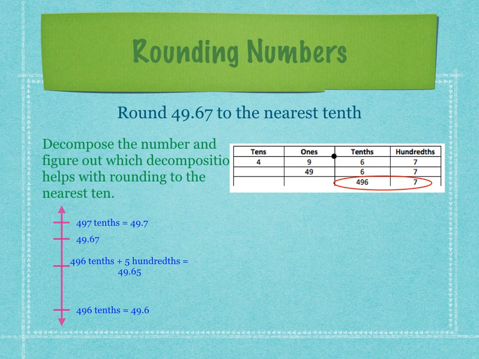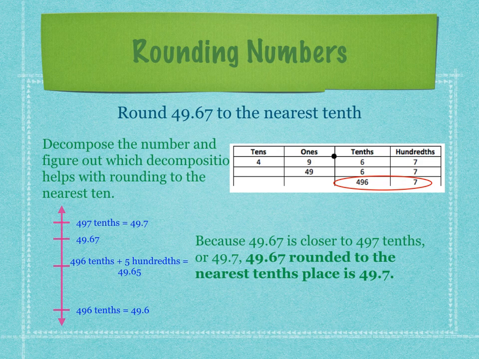And if we placed our 49.67 where it goes, we would notice that it is above or greater than 49.65. It is therefore closer to the 49.7. So, because 49.67 is closer to 497 tenths, or 49.7, 49.67 rounded to the nearest tenths place is 49.7.